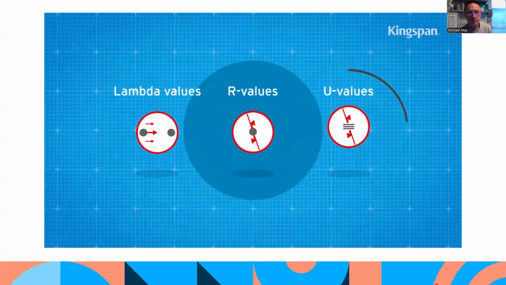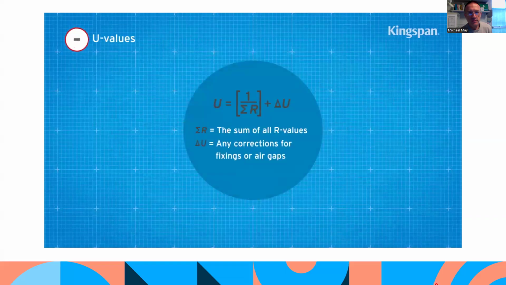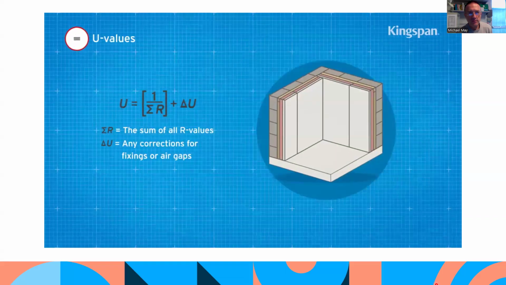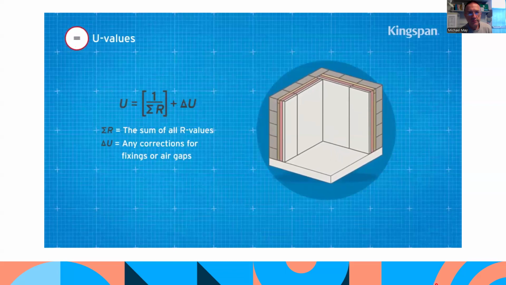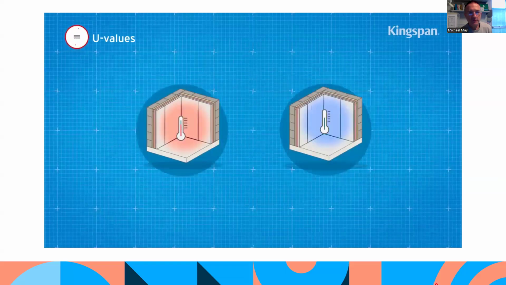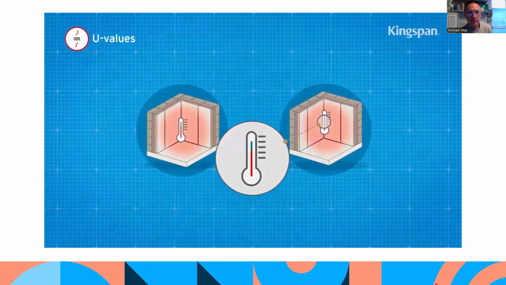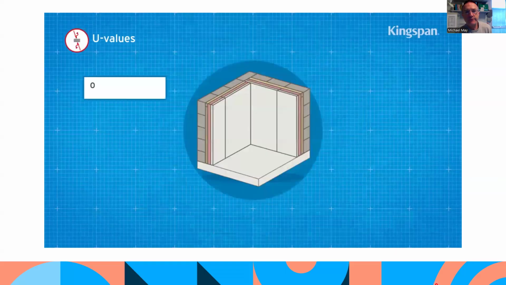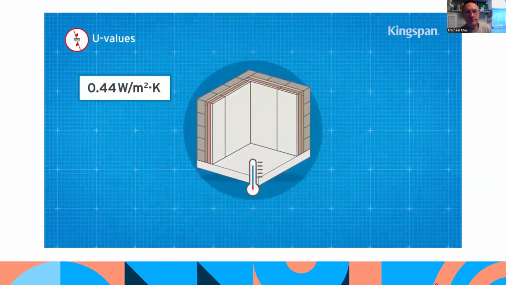So, what about the U value? This is the sum of the thermal resistances of all the layers that make up a building element, including any adjustments for fixings or air gaps. In units of watts per meter squared Kelvin, the U value shows the ability of an element to transmit heat from a warm space to a cold space in a building, and vice versa. It's also the figure you need to work to when meeting building regulations or standards. Essentially, the lower the U value, the better insulated the building element.